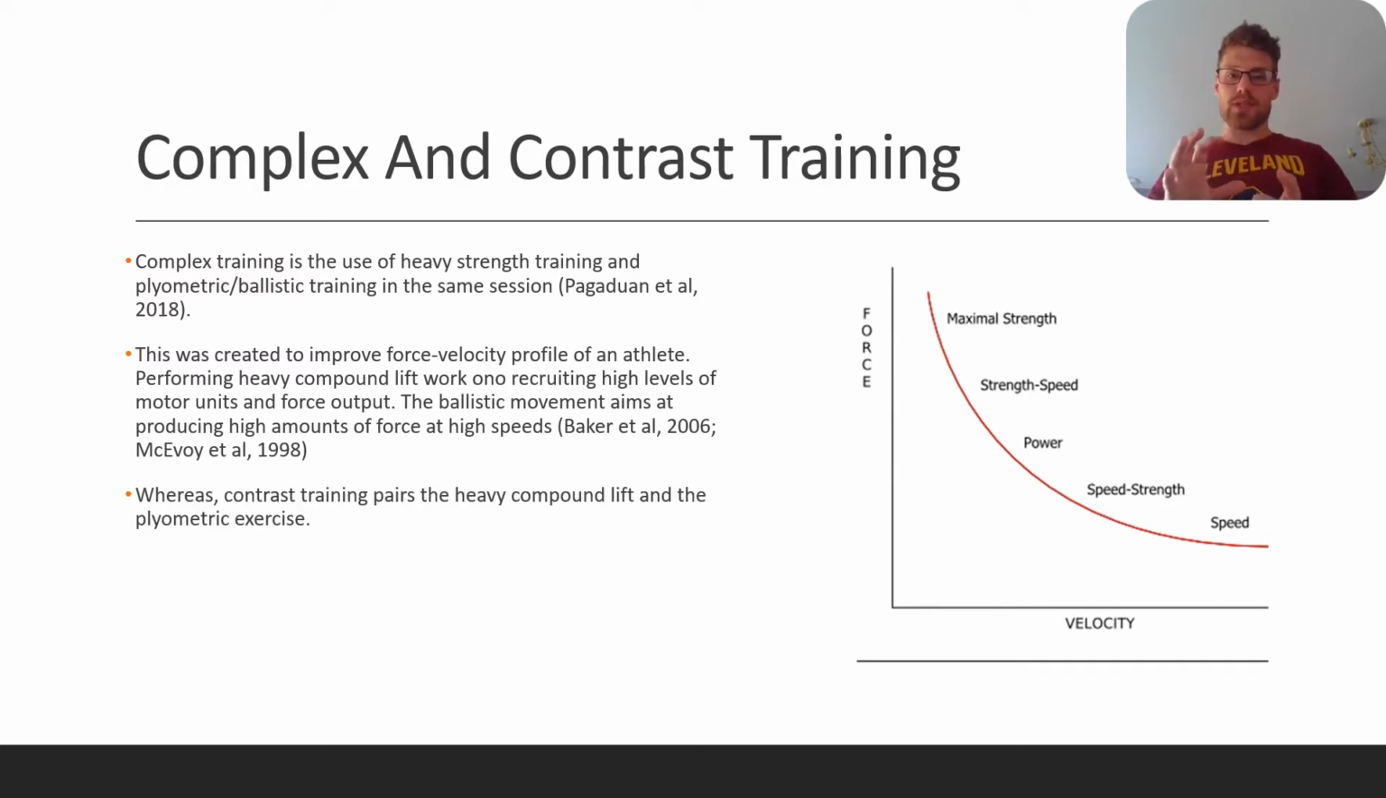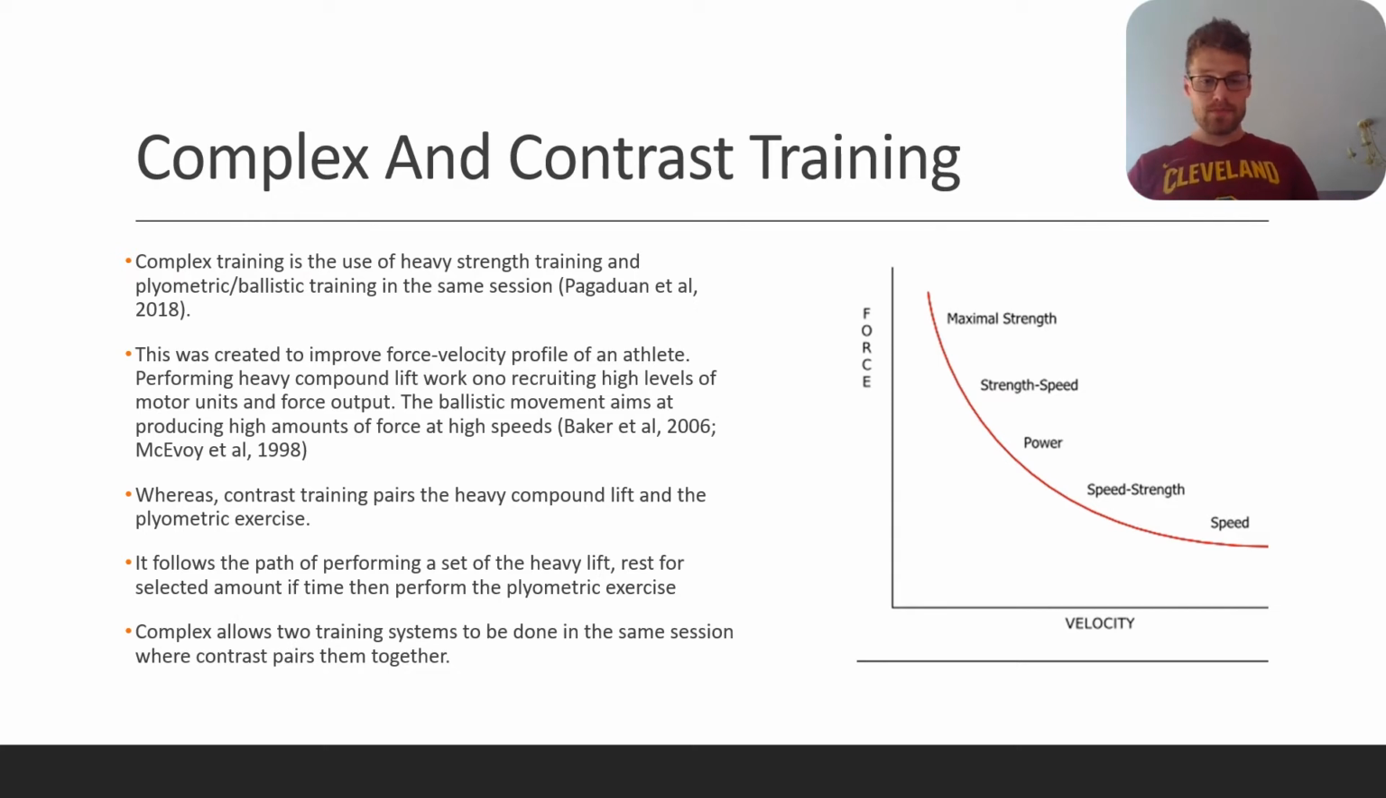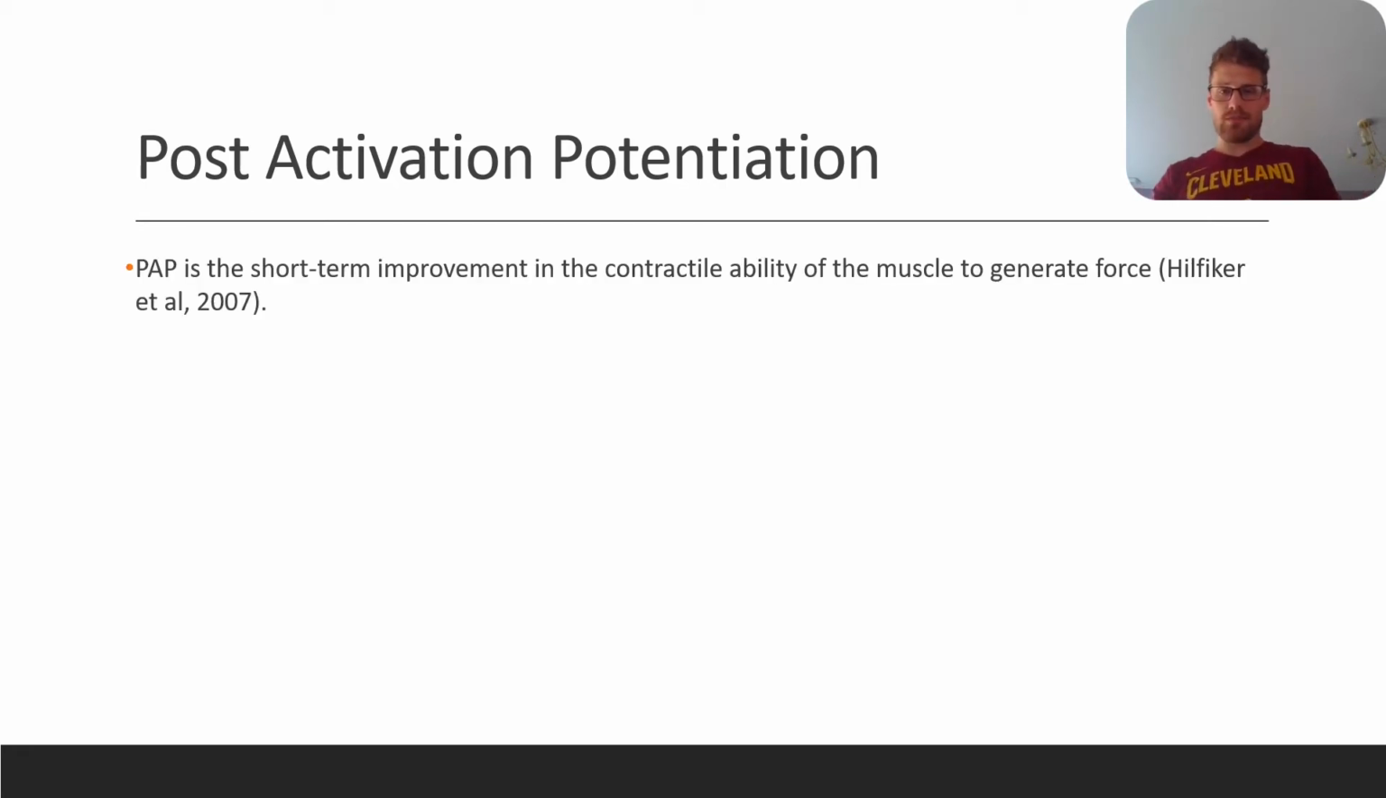Whereas contrast training pairs a heavy lift with a plyometric lift. So it involves performing a set of a heavy lift, resting for a selected amount of time, and then performing a plyometric exercise. So it's back to back, almost a superset, but you get a rest in between the heavy lift and the plyometric lift. So really, in all, complex allows for 2 training programs in the same session, and contrast pairs them together, both usually utilizing post-activation potentiation.